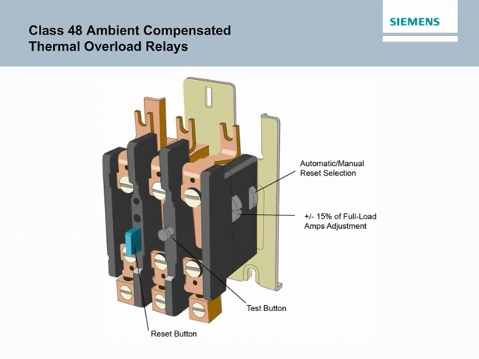Siemens Class 48 ambient compensated thermal overload relays are available in single-phase and three-phase designs and can be set for manual or self-resetting operation. An adjustment dial located on the unit allows the ampere trip setting to be adjusted plus or minus 15%. A manual test button is provided to test the operation of the overload relay control contacts. The ambient compensated thermal overload relay heater elements are available in Class 10 or 20 ratings. A normally open or normally closed auxiliary contact is available as an option.